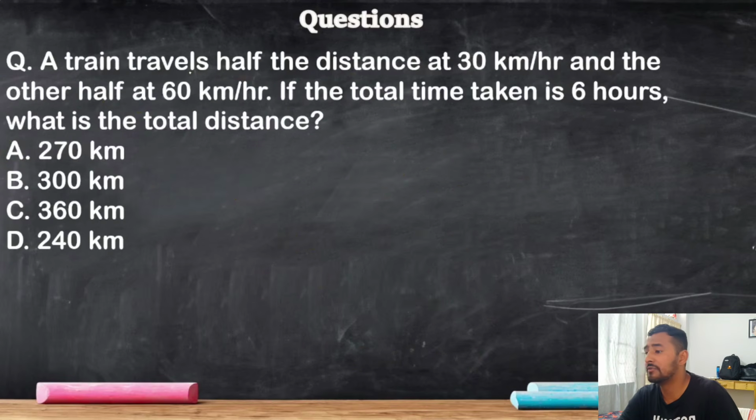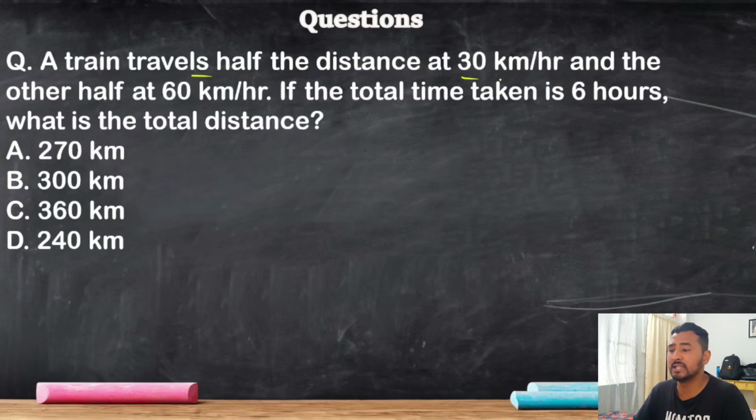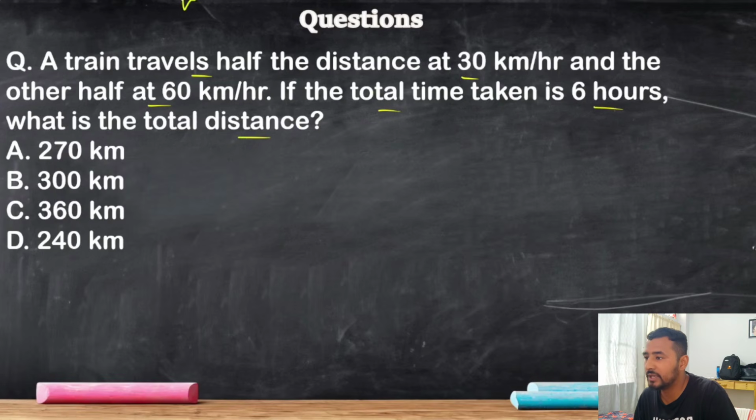Okay, let's see one more. A train travels half the distance at 30 km per hour and the other half at 60. If the total time taken is 6 hours, what is the total distance? Very important question. Mark it as important. You might get this type of question.